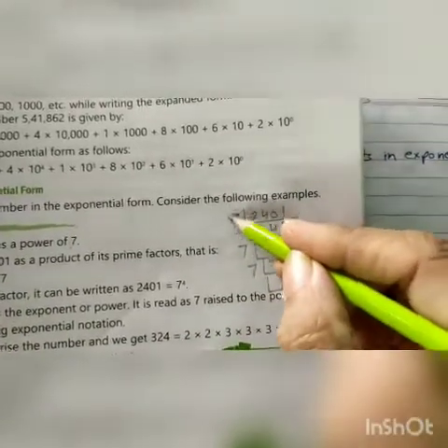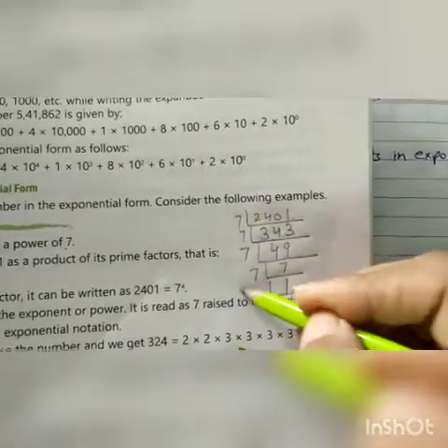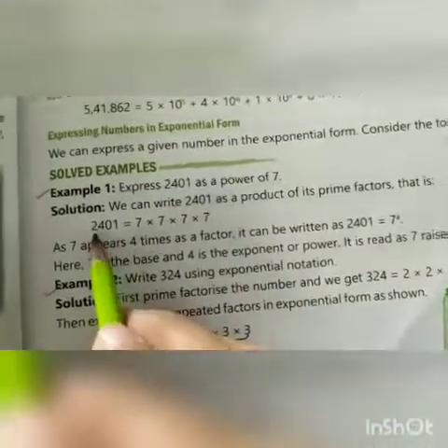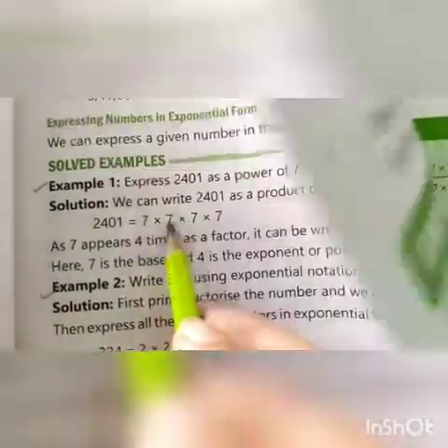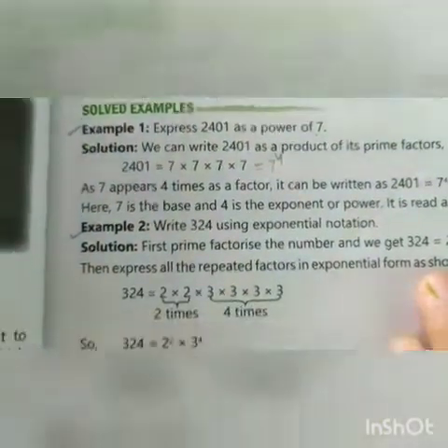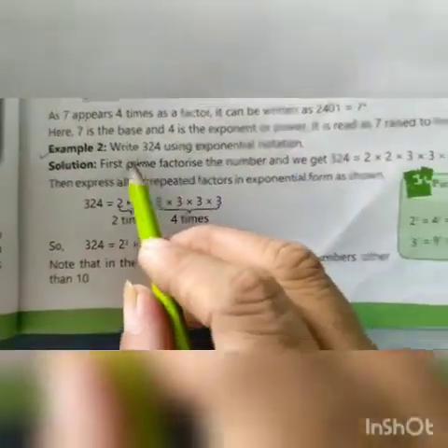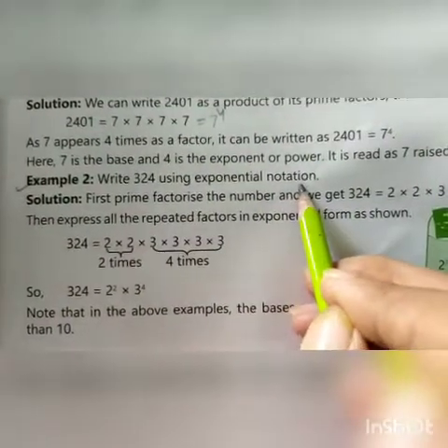So you are observing that when we do the prime factors of 2401, we get 7 four times. So here we can write 2401 is equal to 7 into 7 into 7 into 7, which is equal to 7 power 4. In the same way, example 2: write 324 using exponential notation.